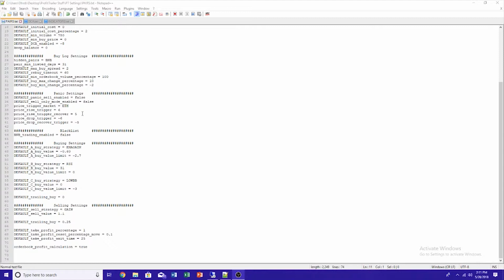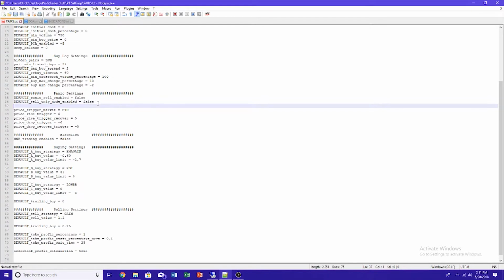Price trigger market for Ethereum. Oh, let me space that out so people don't get confused. So price trigger market, this is what market you're going to be using the settings down here with.